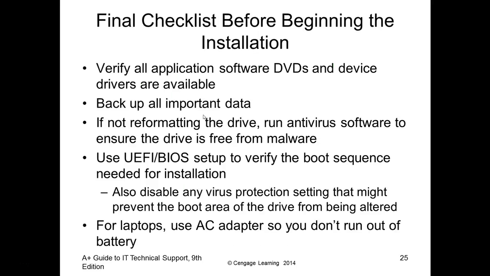And last but not least for this little part of Chapter 8, you want to make sure that you have all the application software that you need, and that you have access to it, whether it's being downloaded or on a disk or whatever the case may be. We mentioned backing up. If you're not reformatting the drive, if you're doing an upgrade, it's a very good idea to run antivirus and anti-spyware beforehand. Make sure that there's nothing present, and then a lot of times you'll have to turn that antivirus off to be able to do the upgrade.